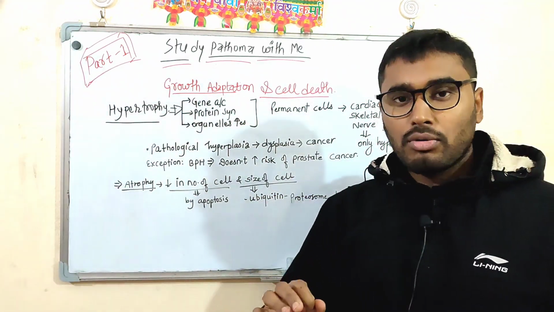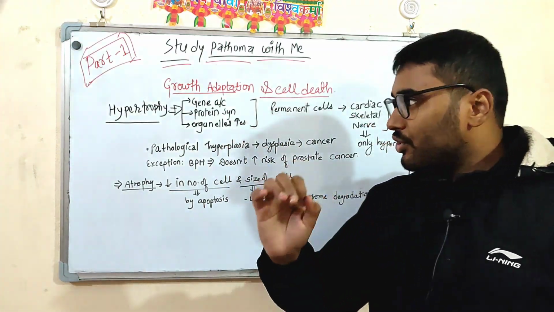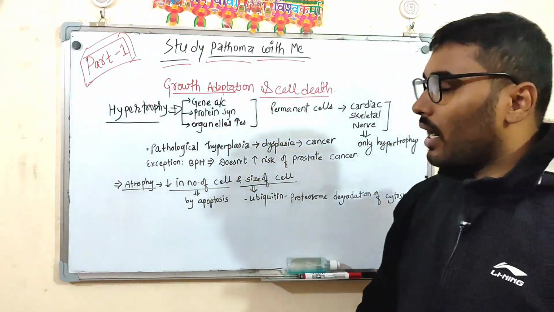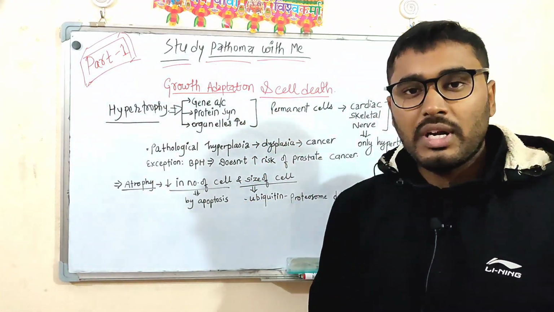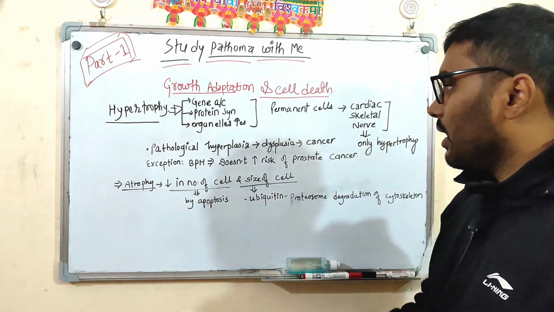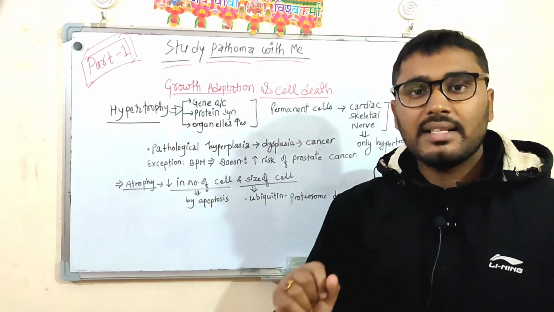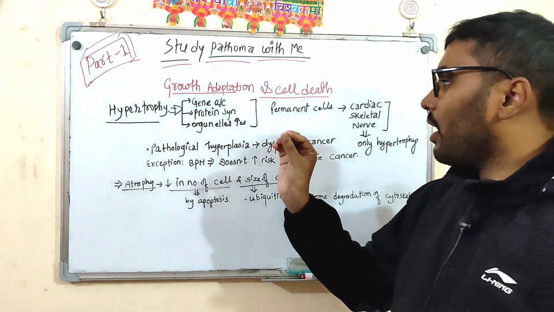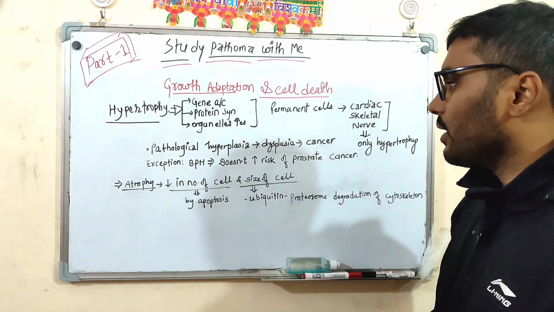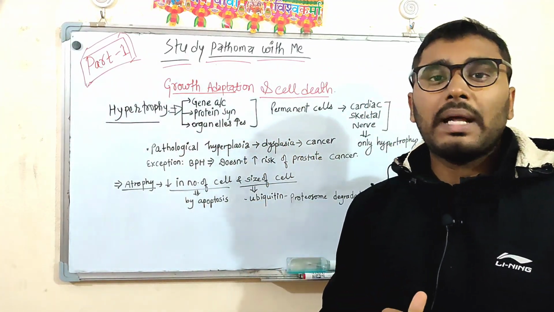And while talking about what the stimulus does, the stimulus will actually regulate the gene mechanism. It will start the protein synthesis of the muscle. It will also increase the number of organelles. Due to all these things, hypertrophy occurs. Okay, now there is another term, hyperplasia.